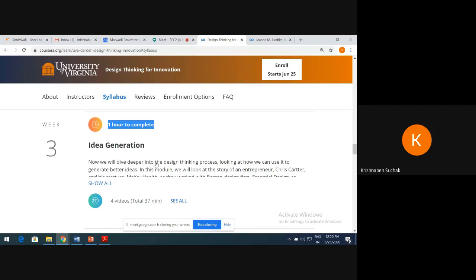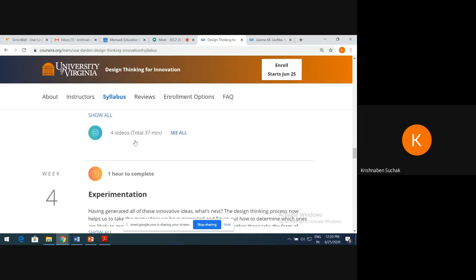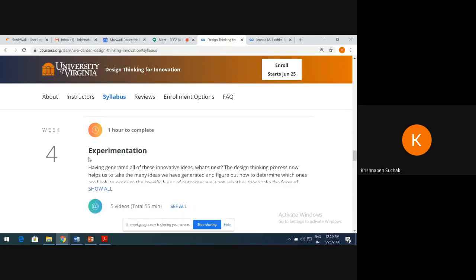A new idea is generated in your mind. How deeply you think about the problem, how you find out how to solve the problem, each and every thing will be discussed here. Okay. So in the fourth week, experimentation. That means you are going to do experiments. How you can experiment with your idea, that will be discussed here in week 4.